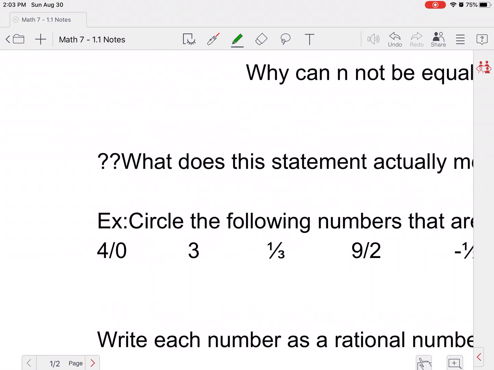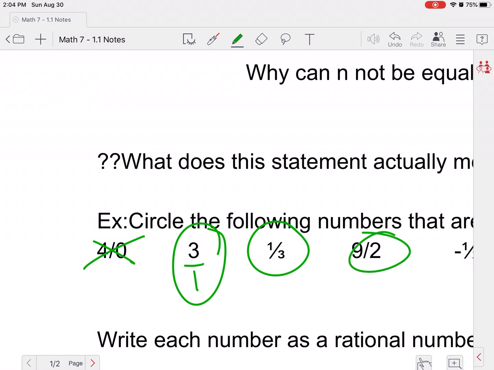So 4 over 0. Well, 4 over 0 is not a rational number because our denominator is 0. So definitely not a rational number. We can take that out. We're going to look at 3. 3 is not written as a fraction right now, but we can make it look like a fraction because any whole number can be written over 1. So 3 over 1 is in fact a rational number. 1 over 3 is a fraction. The denominator is not 0, so it's a rational number. 9 over 2. Again, it's a number over a number, a fraction. The denominator is not 0, so it is in fact a rational number.